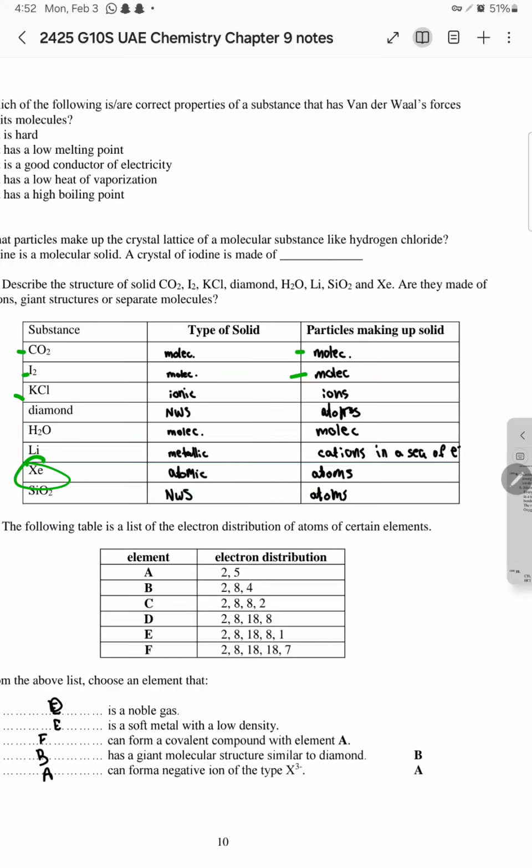SiO2 is another type of network solid, and it is made out of atoms. So atomic solids and network solids are made out of atoms. Metallic solids are made out of cations in a sea of electrons. Ionic are made out of ions, and every molecular is made out of molecules, of course.